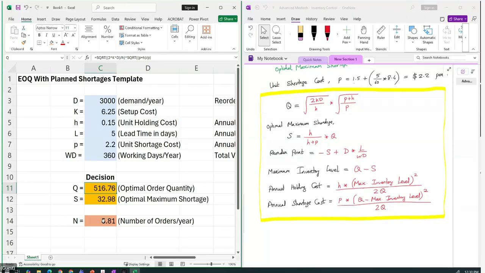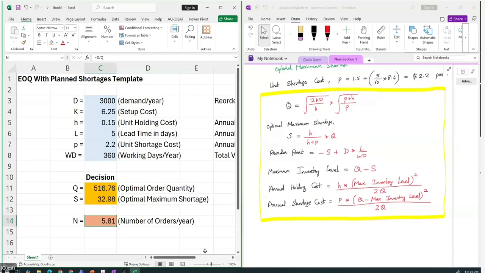You can see the number of orders has also changed, right? Formula still remains the same. However, since I am ordering a slightly higher quantity than 500, the number of orders is also changed. Hope you got the idea, right?